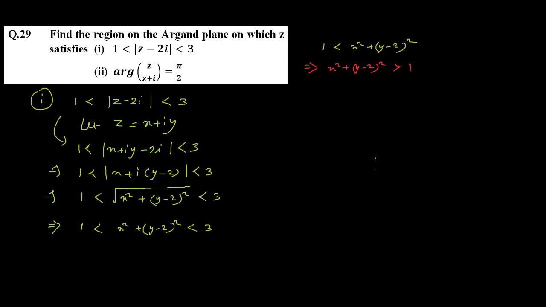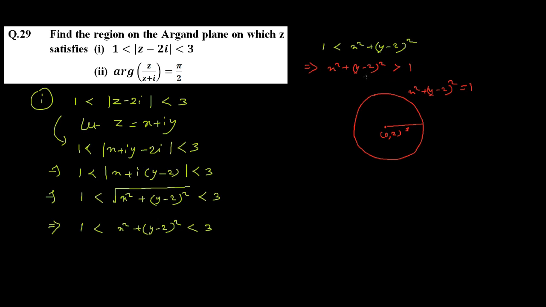greater than 1. So if I'm talking about the equation x square plus y minus 2 whole square is equal to 1, this will be a circle. This is x square plus y minus 2 whole square is equal to 1. What is the center? The center is 0, 2 and the radius is 1.